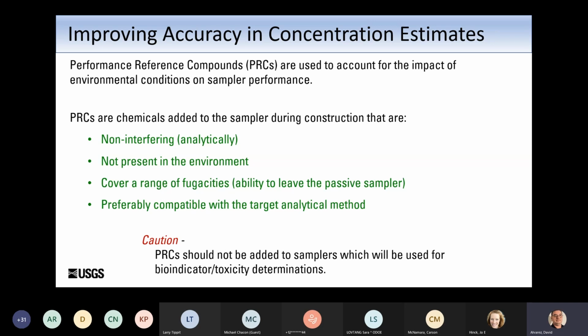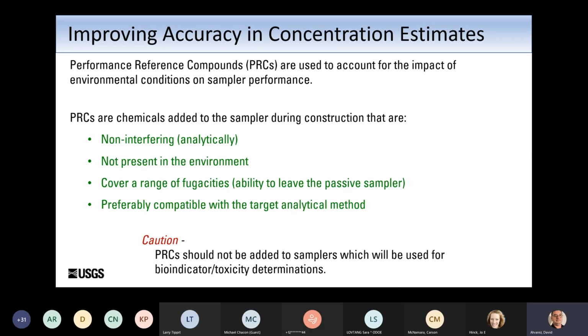Selection of PRCs is an important factor, as first, they need to not interfere with the chemicals that you are interested in analyzing. They need to not be present in the environment because, again, you need to know how much was lost. A lot of times it's recommended to use multiple PRCs to cover a range of fugacities, which is just the ability of that chemical to leave the sampler during the deployment. And preferably, you want to pick PRCs that are compatible with your planned analytical method. We all have tight budgets, and trying to pay for 2 analyses is not always feasible. So careful selection of your PRC chemicals needs to be considered.